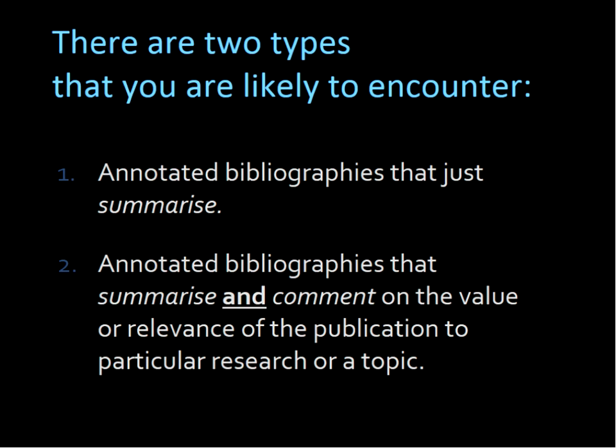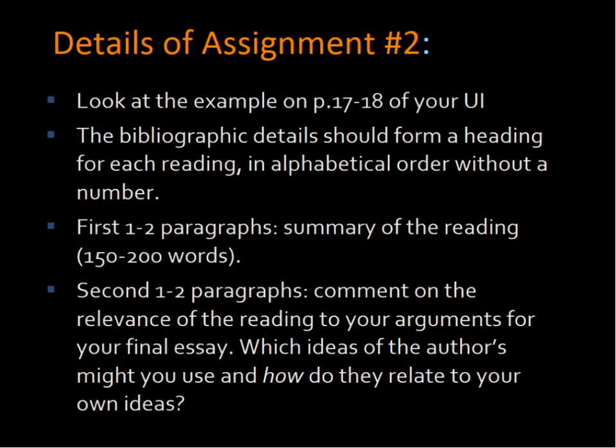Now we're moving on. We've really covered this: there are 2 types of annotated bibliographies that you are likely to encounter. They're the sort that just summarize, which is usually for your own research, or the sort where we're summarizing and commenting. So we're concerned with number 2 here, as we've discussed. So let's look at assignment 2, and the details are on pages 17 to 18 of your UI.